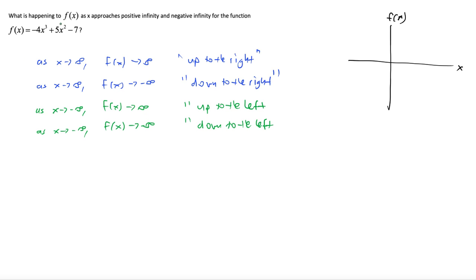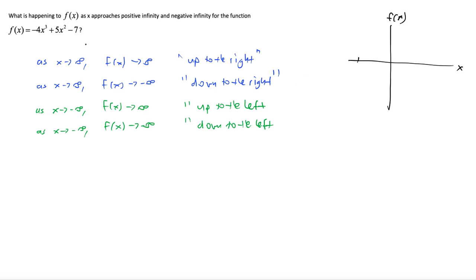All right, so there's a couple things we can do here. We can use the end behavior, the leading term and the degree to help us, or we can just make a table. We can plug in 10, negative 10, and 100 and negative 100, and 1,000, negative 1,000, and just see what is happening to those y values.